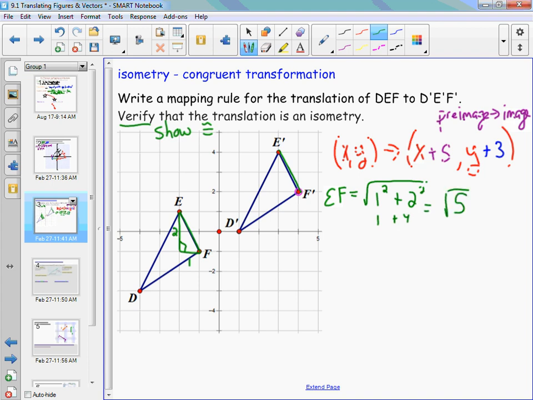We're going to do the same thing with E prime F prime, and we find that it is also square root 5. Since these are both square root 5, they are congruent. You would go ahead and do the same thing with ED and E prime D prime, as well as FD and F prime D prime.